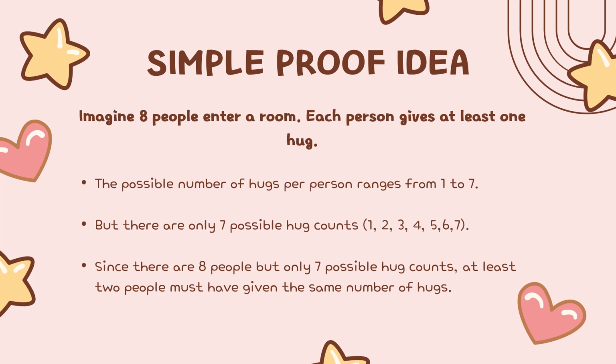Here's a simple proof idea. Imagine that 8 people enter a room. Each person gives at least one hug. The possible number of hugs per person ranges from 1 to 7. But there are only 7 possible hug counts, being 1, 2, 3, 4, 5, 6, and 7. Since there are 8 people but only 7 possible hug counts, at least 2 people must have given the same number of hugs.